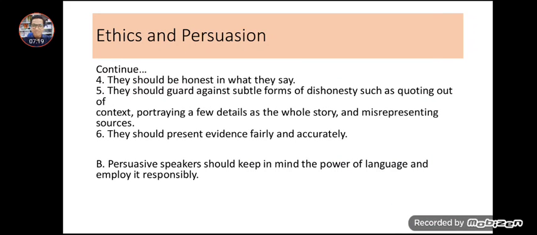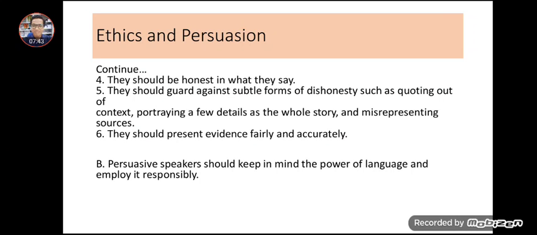And then number four, as public speakers, they should be honest in what they say, no matter if it could actually hurt other people. But the thing is, the fact must be correct. The fact must be good. Okay, so it means that we need to be honest in whatever we deliver to our listeners.